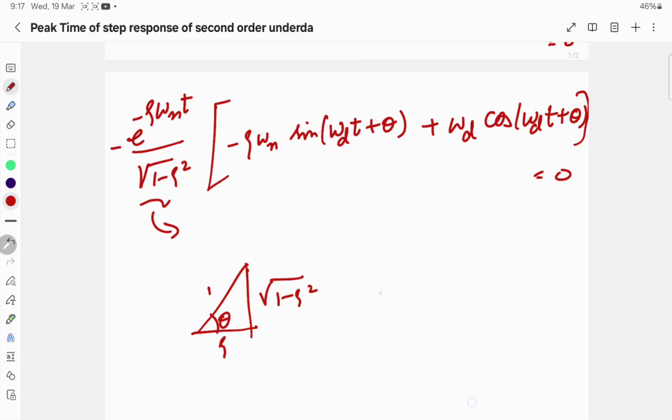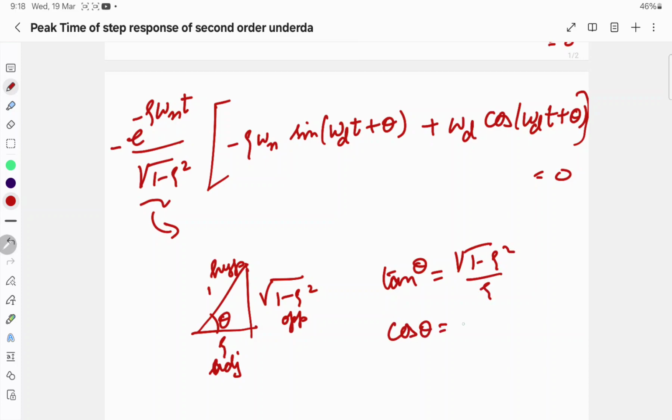So what is tan theta? This is the opposite side, this is the adjacent side, this is the hypotenuse. Tan theta is square root of 1 minus zeta square by zeta. What is cos theta? Adjacent side by hypotenuse. The adjacent side is zeta, so zeta by 1. What is sin theta? Opposite by hypotenuse. The opposite is square root of 1 minus zeta square, right?